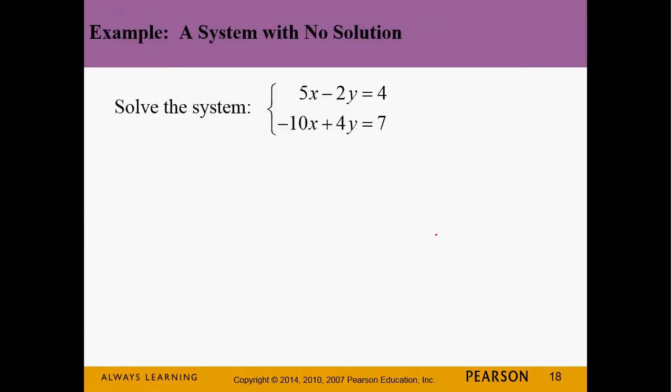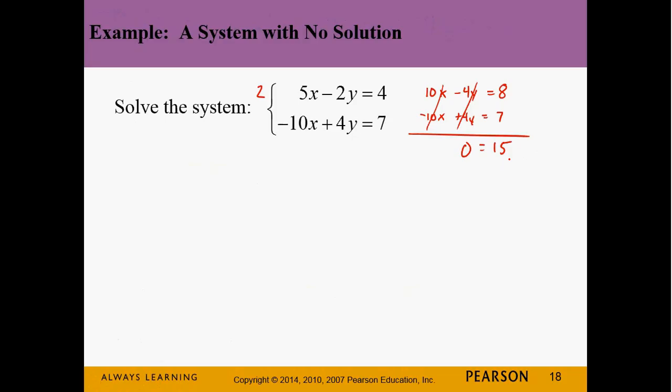All right, so let's solve this system and see what happens. We don't have an obvious x equals or y equals, so we're going to use the elimination method. Do we want to eliminate x or y? Let's eliminate x. Multiply the top by 2, that's going to give us 10x minus 4y equals 8. And then we've got negative 10x plus 4y equals 7. So when I add these together, notice what happens. 0 equals 15. Zero does not equal 15. Therefore, there's no solution. This is the case of parallel lines.